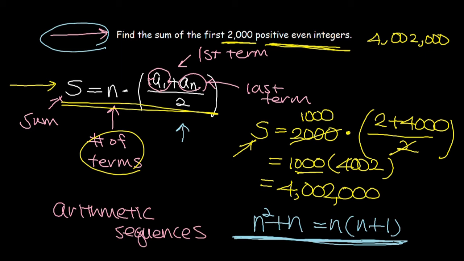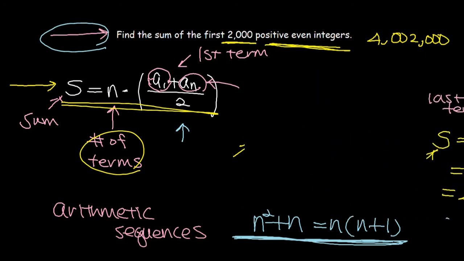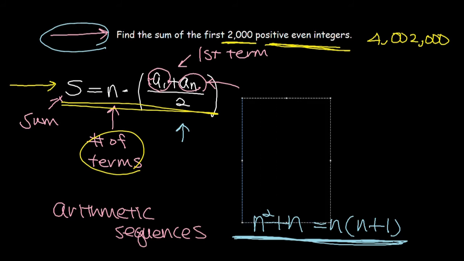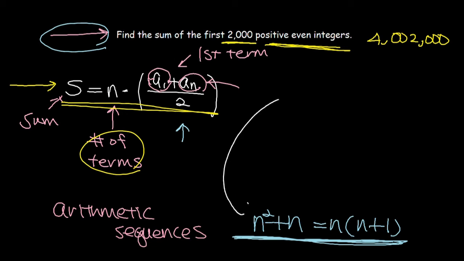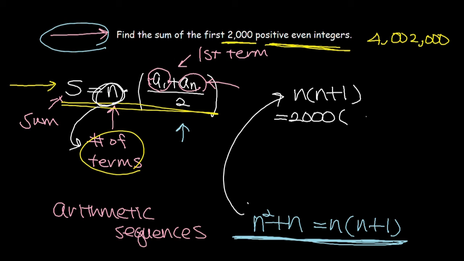So let me just crop this out, because we already know how to do this now. Let's try to use the second formula. So n times n plus 1. How are we supposed to plug in the numbers? It's the same variable. N is still standing for the number of terms. So n is going to represent 2,000, and 2,000 plus 1.